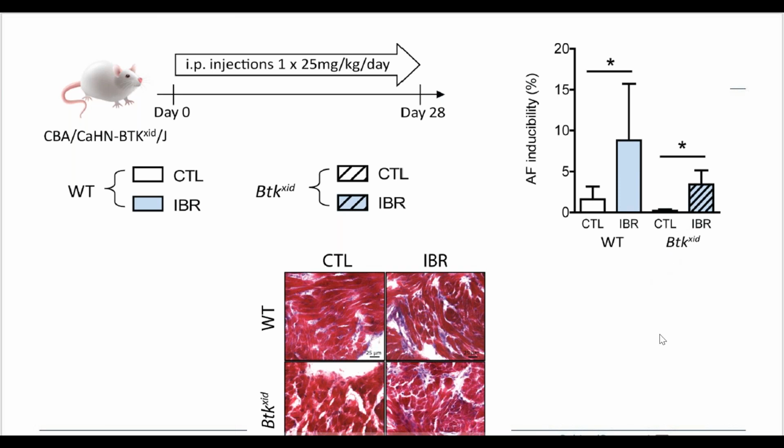So from this experiment, we can conclude that the atrial fibrillation is not due to ibrutinib's targeted or intended function, which is inhibition of BTK. They also noted that there's fibrosis as well in the ibrutinib-treated mice, and not in the mice that lost the BTK function due to mutation without ibrutinib.